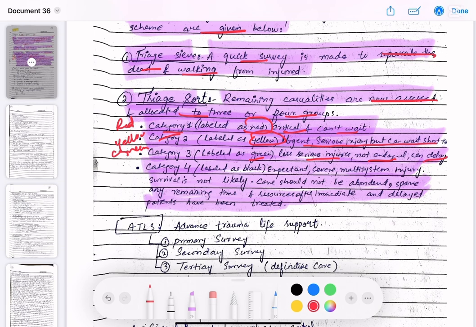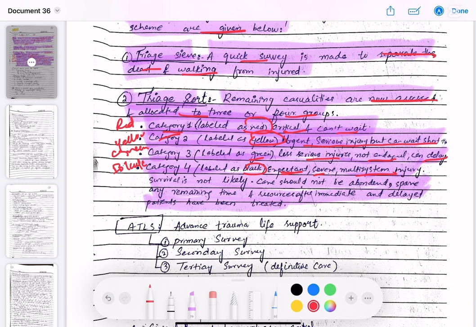In category 4 we have black patients, with severe multi-system injury, and survival is not likely. So there are 4 categories: the red, the yellow, the green, and the black. The red requires instant treatment, the yellow requires treatment but can wait a short time, and the green have less severe injuries and are not in danger, so treatment can be delayed. In category 4, the black patients, survival is not likely, but the care should not be abandoned, and spare any remaining time and resources after immediate and delayed patients have been treated.